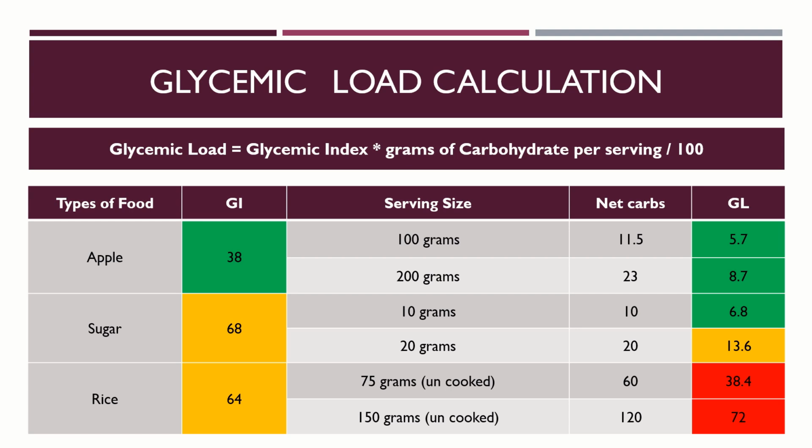And here sugar, which has the moderate glycemic index level of 68: if you are taking 10 grams it means 6.8, 20 grams means 13.6. So with just a 10 gram difference you get into the moderate zone from the safe zone. So just think about how many grams of sugar you are taking per day. Then you can know how much load of sugar you are putting into your body. Next one is rice, which has a glycemic index in the moderate range of 64, and if you are taking 75 grams of uncooked rice, it leads into the red zone, a glycemic load of 38.4, and 150 grams of uncooked rice is about 72 glycemic load.